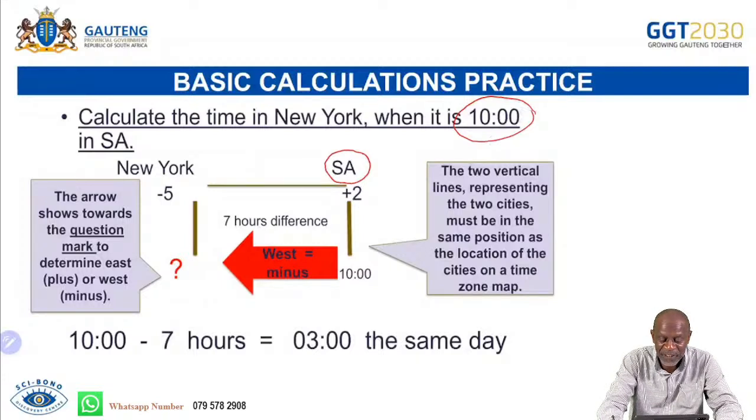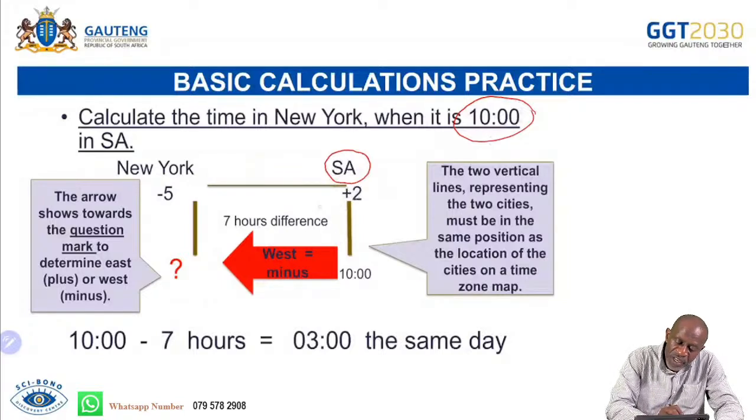I've demonstrated the first step of the calculation, which is finding the time difference. So for you to find the time difference, you need to locate the time zones for the two cities in question. Now, in this case, we have South Africa, and the rest of the cities in South Africa get their time from +2. So we have the first line, which is +2.